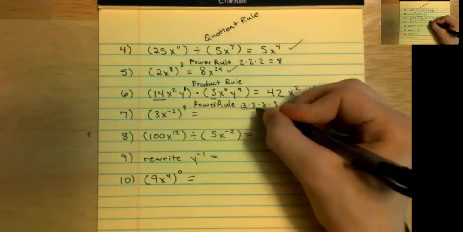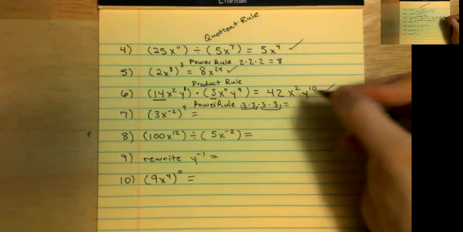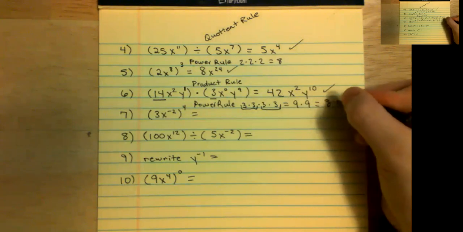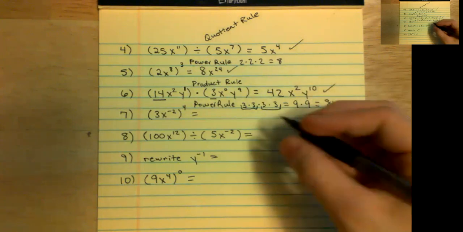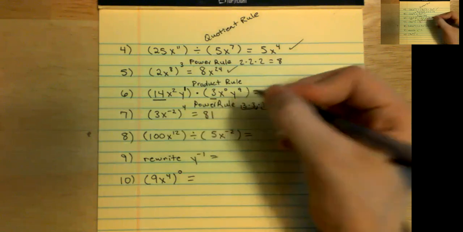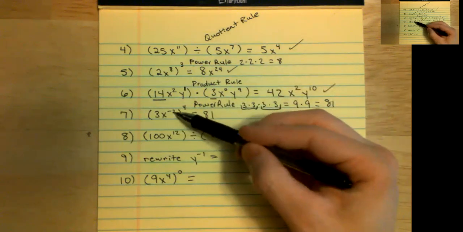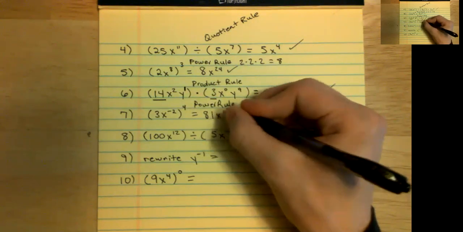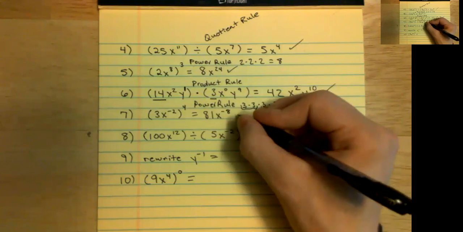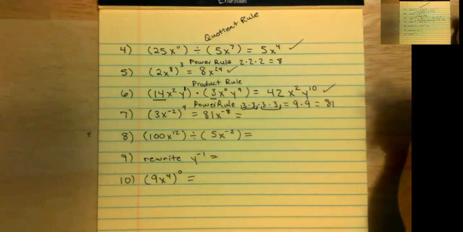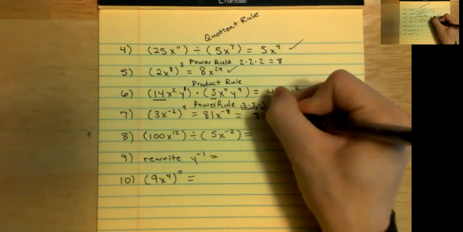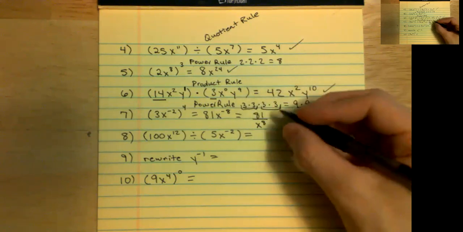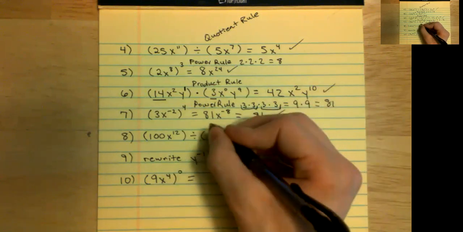So if I group the first 2 and I group the second 2, I can break it up into 9 times 9, which is 81. So that's going to be my coefficient, that 81. The exponents, they can be multiplied. So you're going to get x to the negative 8 power. Since it's a negative exponent, you can always write it as a positive in the denominator. So both of these are right.